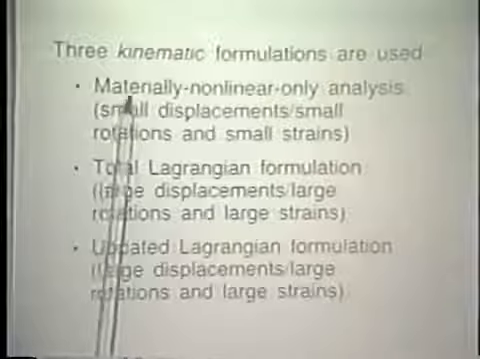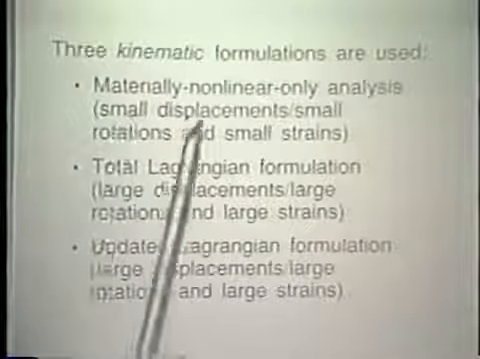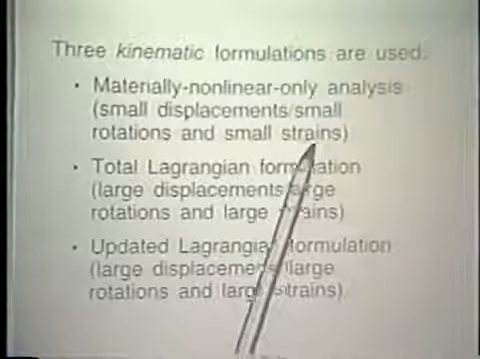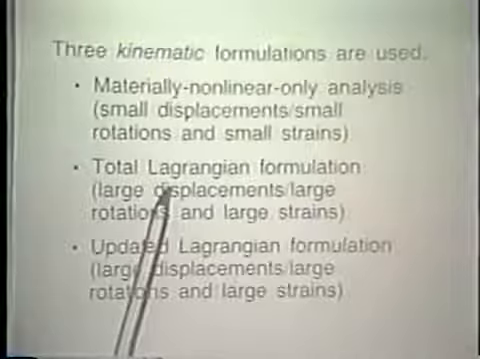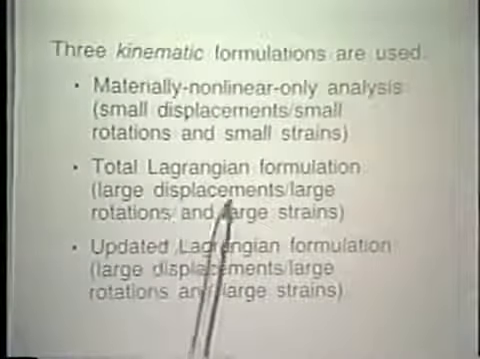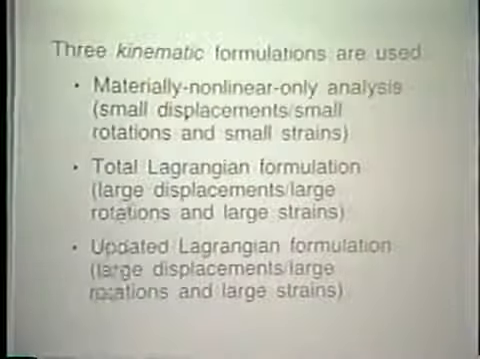First of all, we use a materially nonlinear only analysis assumption. In other words, small displacements, small rotations, and small strains are assumed in the analysis of this bracket. Then we will perform an analysis using the total Lagrangian formulation. We will discuss this formulation quite extensively in later lectures of the course. This formulation assumes large displacements, large rotations, and large strains kinematically. Kinematically, these are the assumptions.